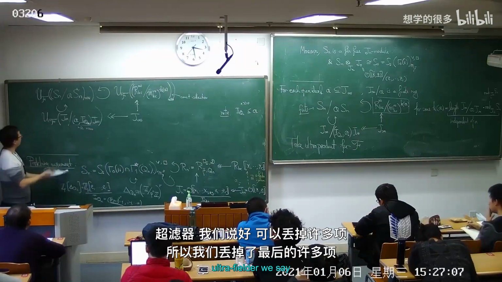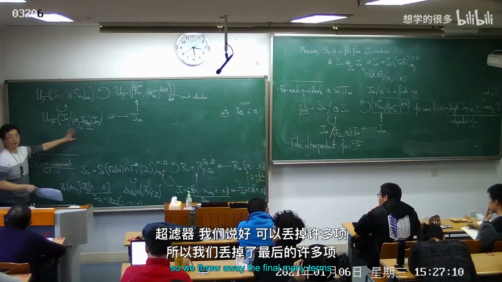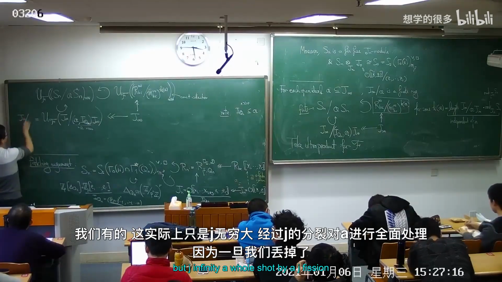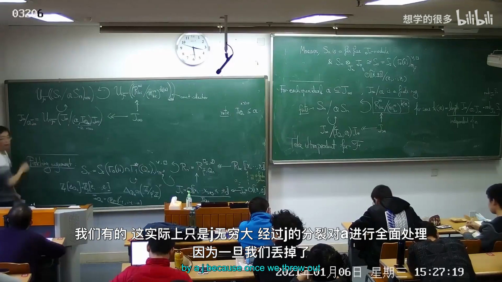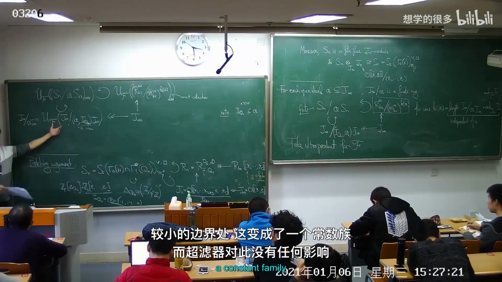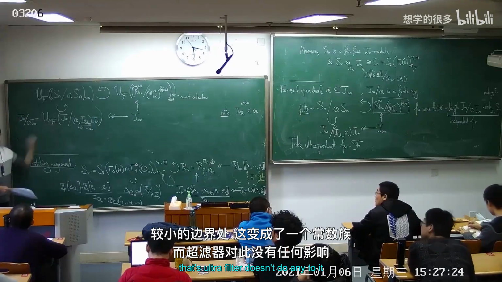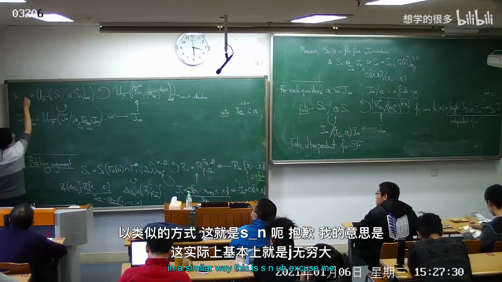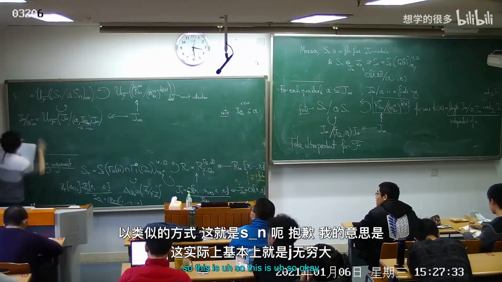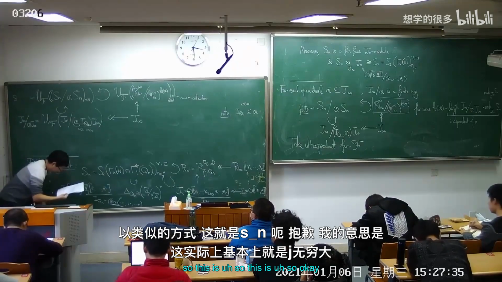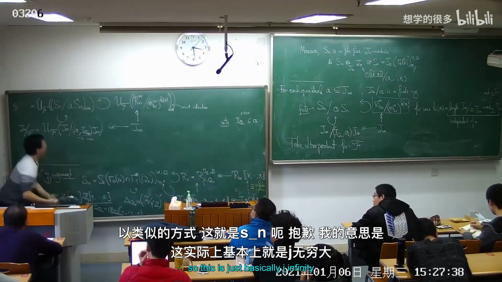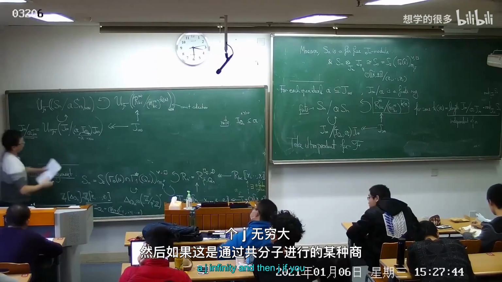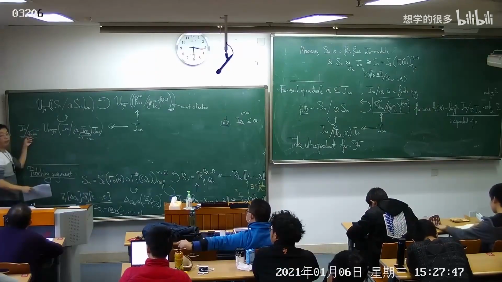When we talk about an ultrafilter, we can throw away finitely many terms. So we threw away the finitely many terms we had. So this is just nothing but J infinity quotient by A J infinity, because once we threw out the smaller n's, this becomes a constant family, and the ultrafilter doesn't do anything to it. In a similar way, this is S_n. So this is basically J infinity over A J infinity, and then J infinity, quotient by the ideal A.